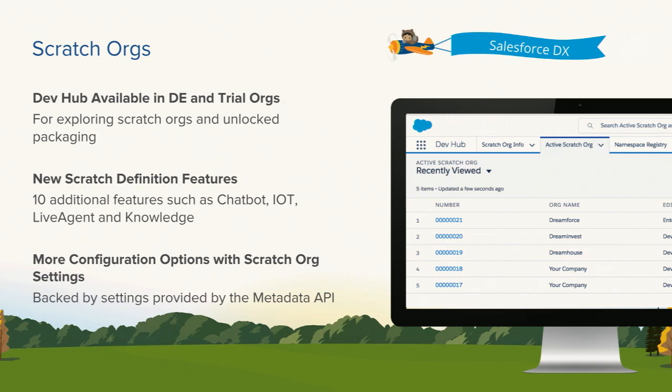We are also making Scratch orgs more configurable than ever with the launch of 10 new features in the Scratch definition files, such as chatbots, IoT, knowledge, and live agent. There's also a new way to set up settings within your Scratch orgs. For those of you who've used org preferences in the past, they will be delighted to hear that there is now an expanded set of options available, all of those backed by the Metadata API.